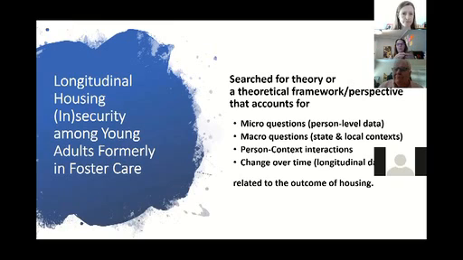I also have macro level questions, because when we're looking at housing outcomes of young people who are exiting care, there have been quite a few studies specifically around homelessness, not many studies that go beyond that. There are starting to be a few, and I want to add to that. So I want to look at state and local context of young people's housing paths. And I also wanted to look at the person in the context and those interactions, and then change over time.